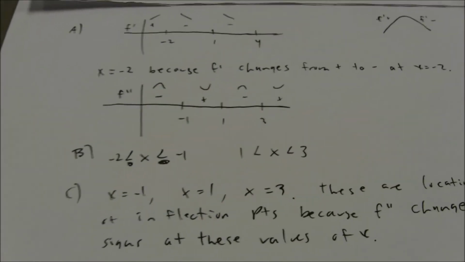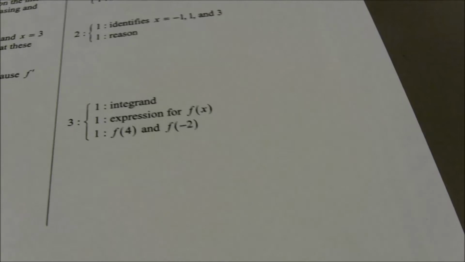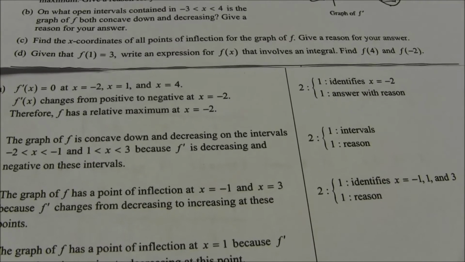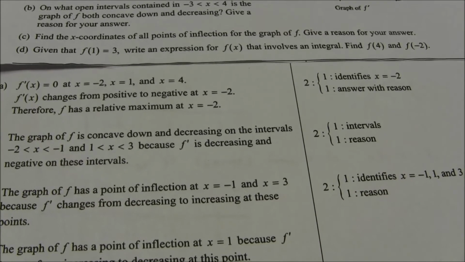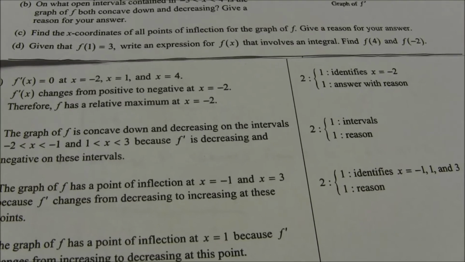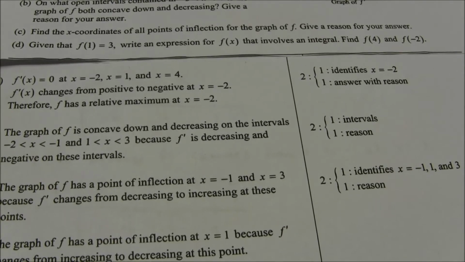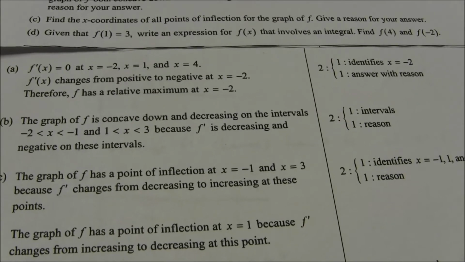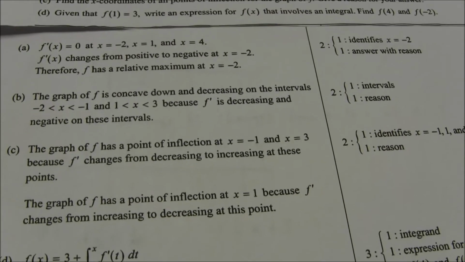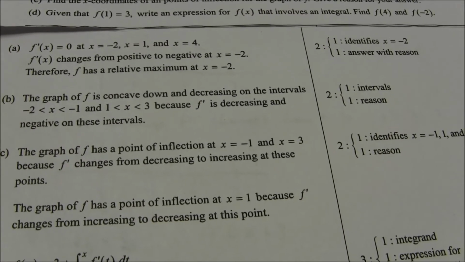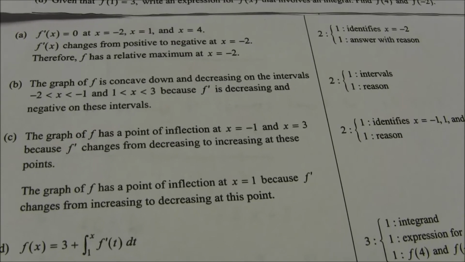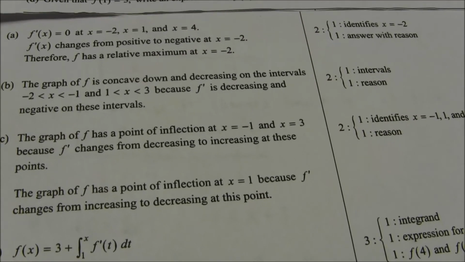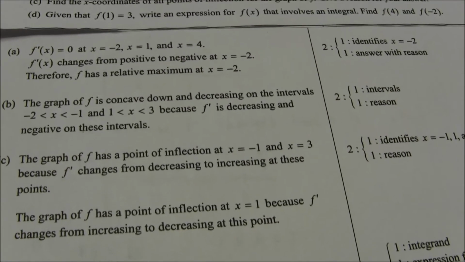Okay, so let's take a look at the answer sheet. Let's see how we did on this. First part there, we get 2 points for f prime being 0 at -2, 1, and 4. Relative maximum at x equals -2. Part B, concave down and decreasing on the intervals between -2 and -1 and 1 and 3. Because f prime is decreasing and negative on those intervals. So you could say f prime is decreasing, or you could say f double prime is negative. Either one is the same.